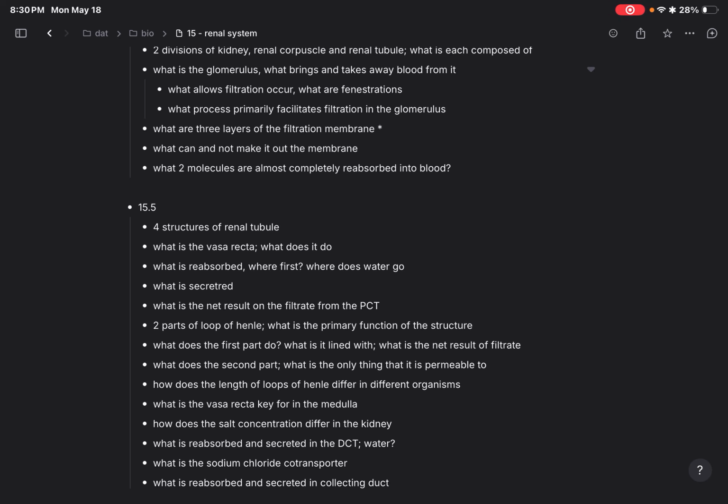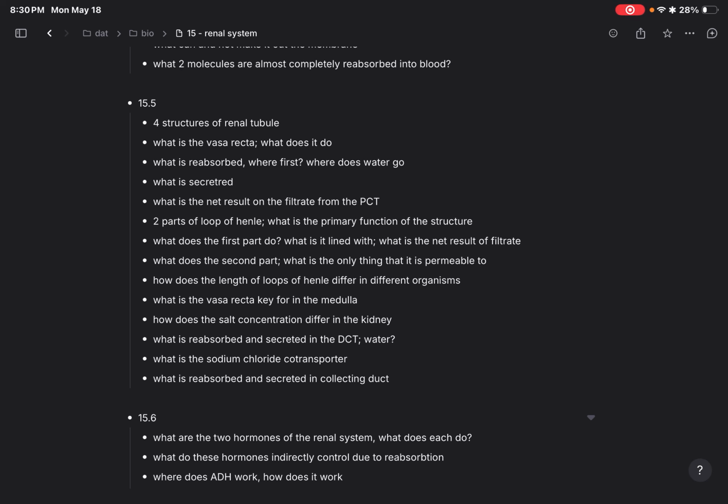Okay, structures of the renal tubule. So first we got the proximal convoluted tubule. Then we got the loops of Henle, which is the descending and ascending. Then we have the distal convoluted tubule. And then after that we have the collecting duct. That's 5, but loops of Henle can be considered 1.